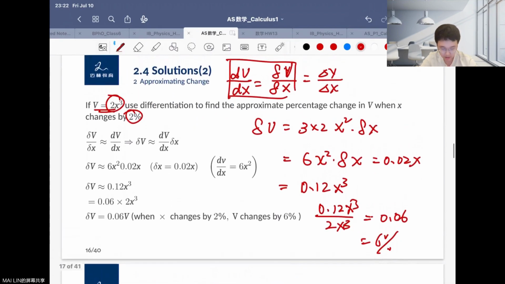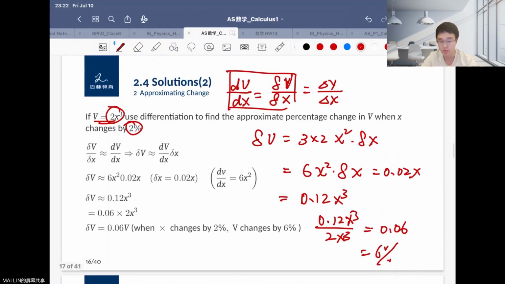Okay, so that's it for today's lesson. Hoping you can truly understand approximate change, but don't be worried. This is a very basic part, and just try to solve some problems so that you can understand all of this.